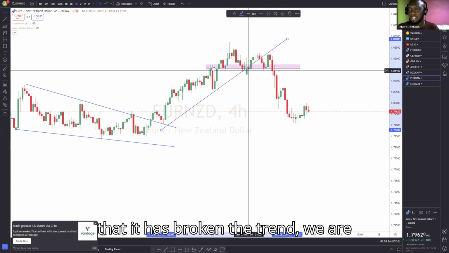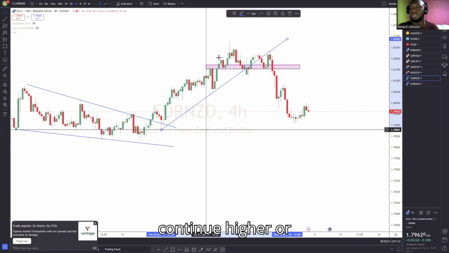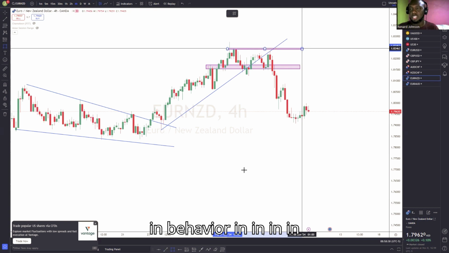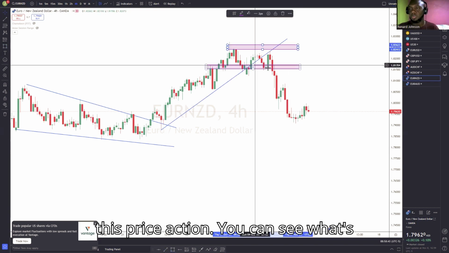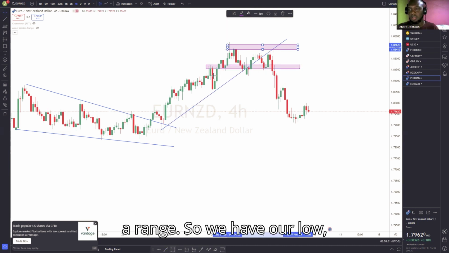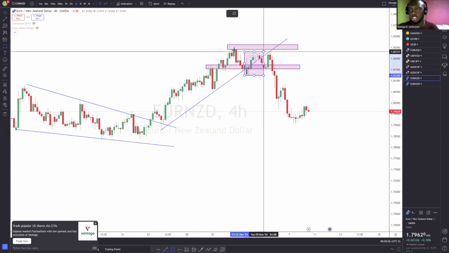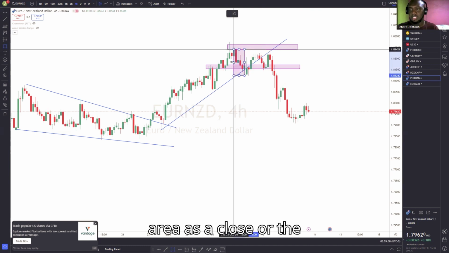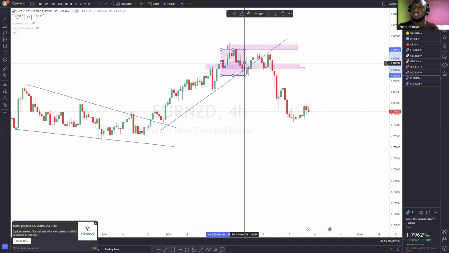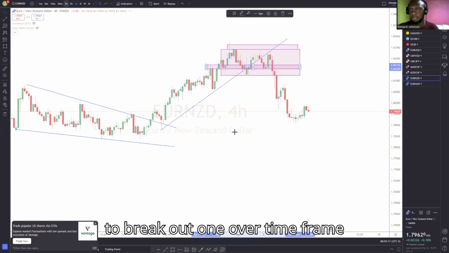So now that it has broken the trend, we are looking to see whether it's going to continue higher or give us a change in behavior in this price action. You can see what's happening here. It's been playing within this range. So it did create a range. We have the low of the range right here, and I use this area as the high of the range. In doing so, I waited on price to break out on the 1 hour time frame.